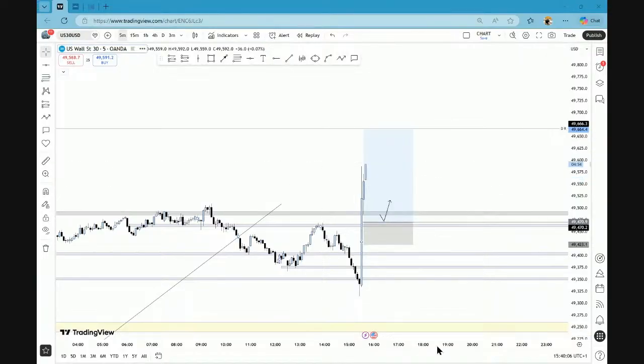Okay, guys, before we call it a day, you can see price is still shooting to the upside, and that is where I'm expecting price today.